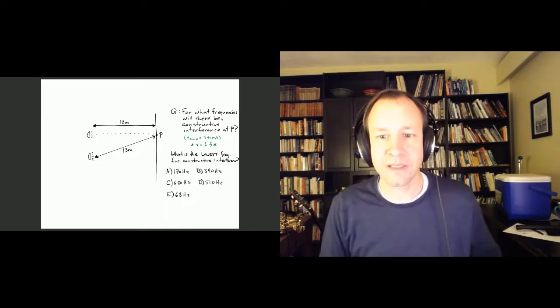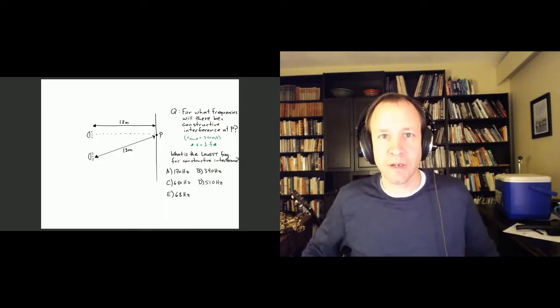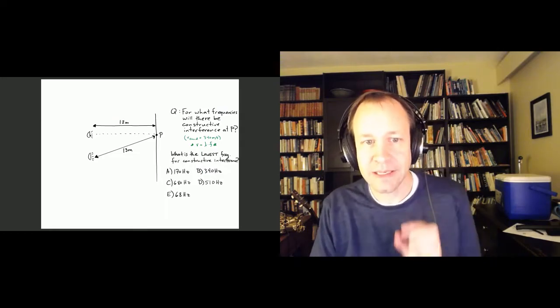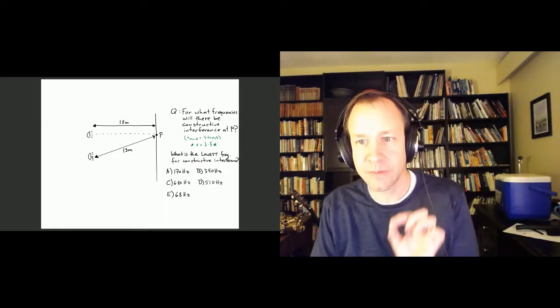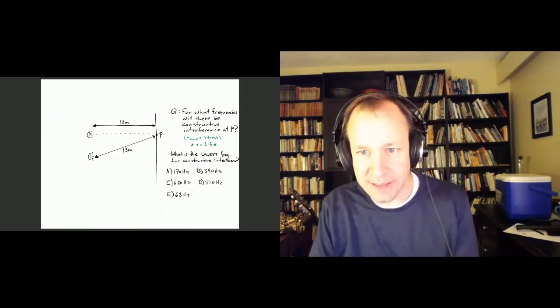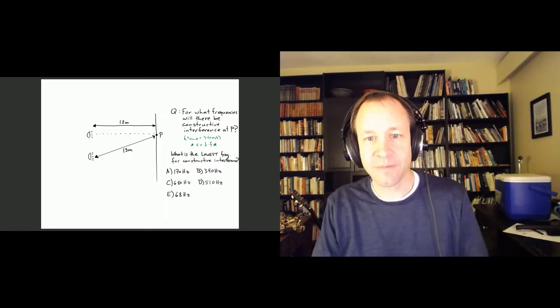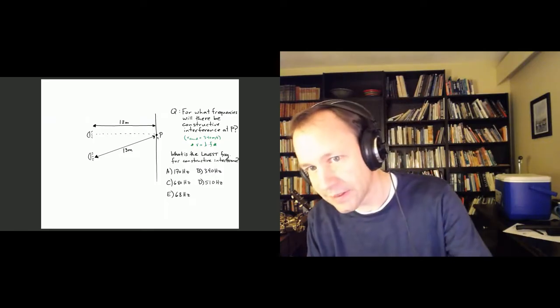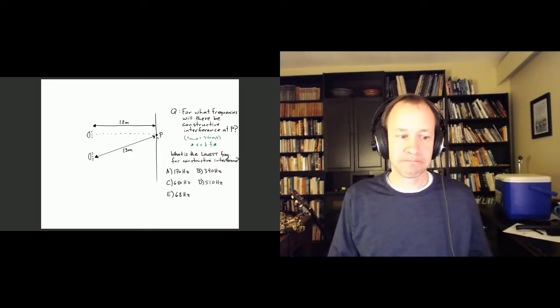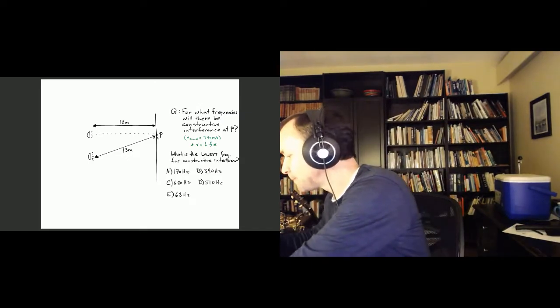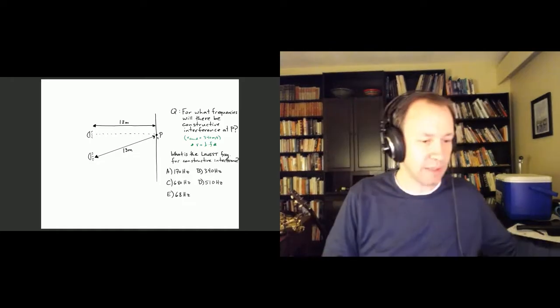So here's a relatively simple question to think about. If I play the same sound from these two speakers in phase, what is the lowest frequency I could play so that I would get constructive interference at the point P? Take a minute to think about that, and then we'll talk about it.